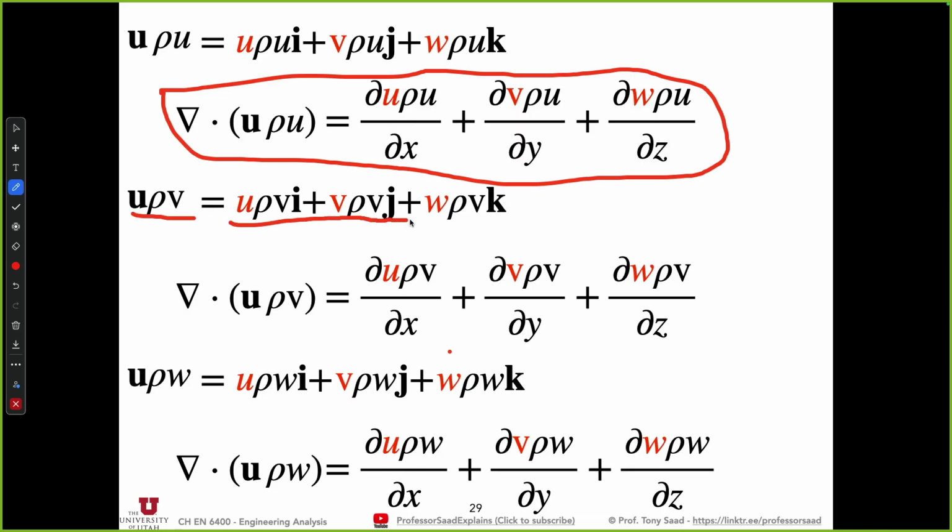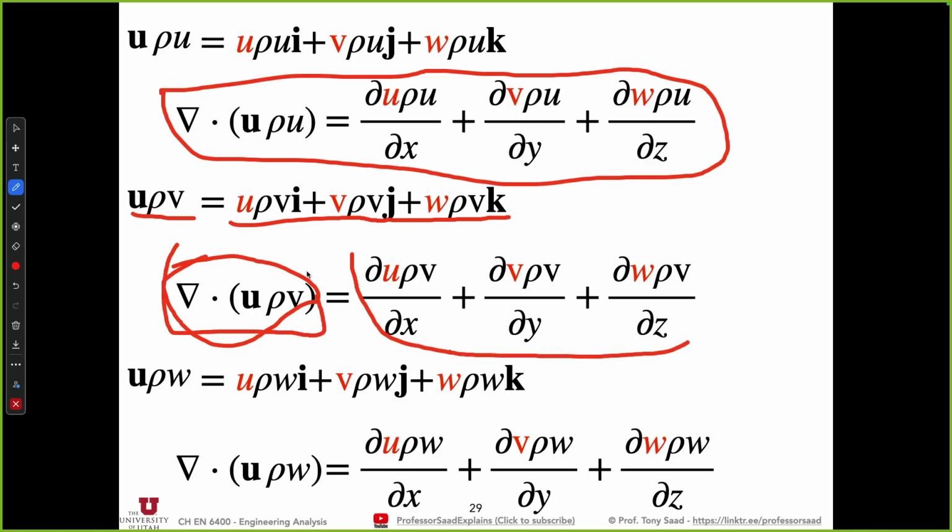Okay, same thing for u rho v. So u rho v plus v rho v plus w rho v, and the divergence of that. Remember, the divergence tells us the net flux that's coming in and leaving through the surface, the net advective flux, right? And it's simply the rate of change in x, y, and z. And this itself is a scalar. Okay, so div u rho u, div u rho v and div u rho w is a scalar.